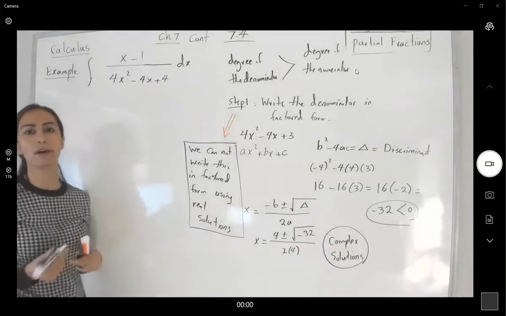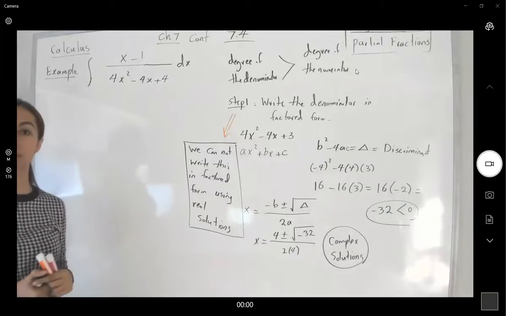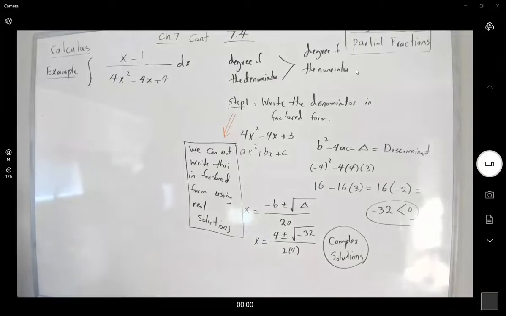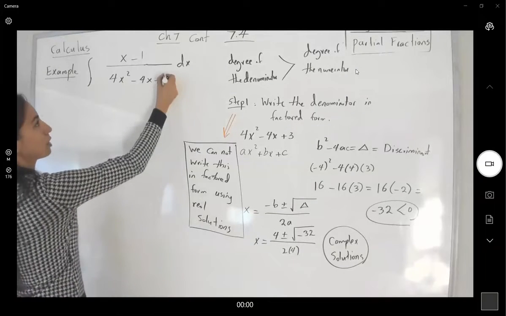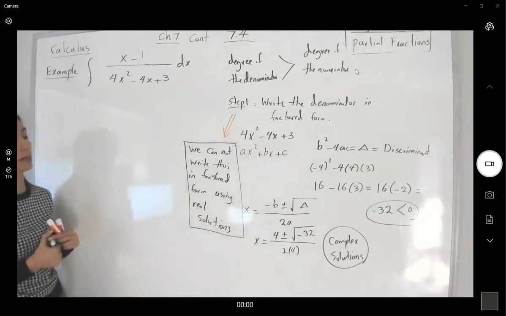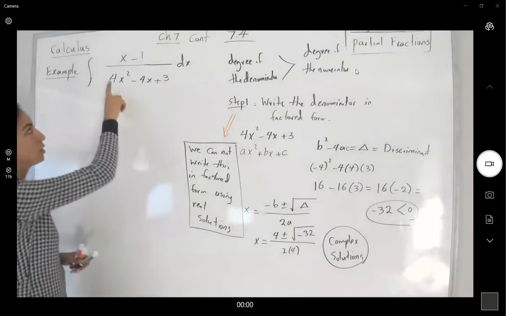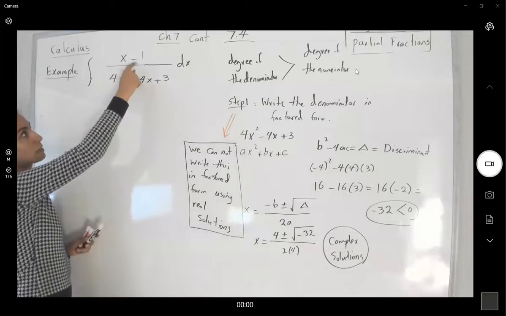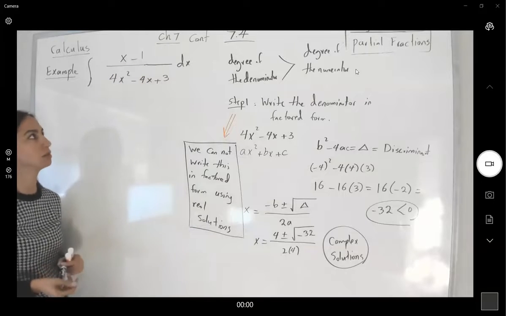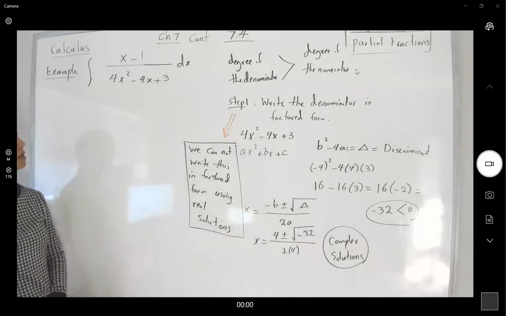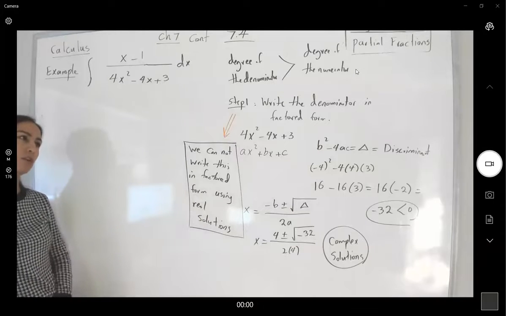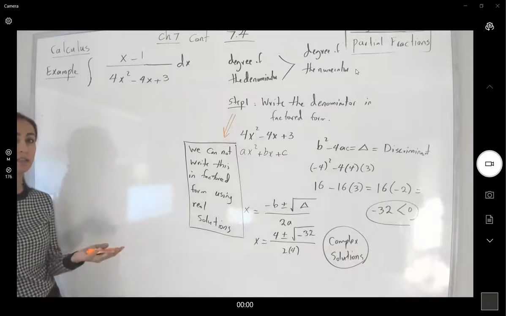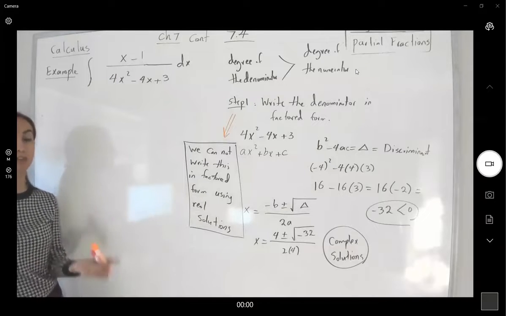You might say, hey, why not use substitution? If you want to use substitution with u equal to 4x squared minus 4x plus 3, you get du equal to 8x minus 4 dx. Well, okay, in that case, if I just multiply by 8 dx, it doesn't work for the numerator.